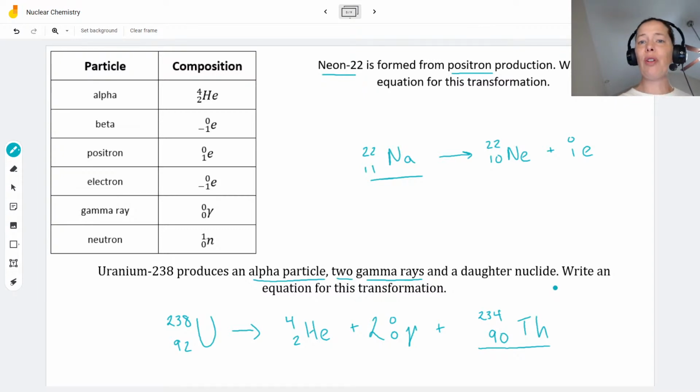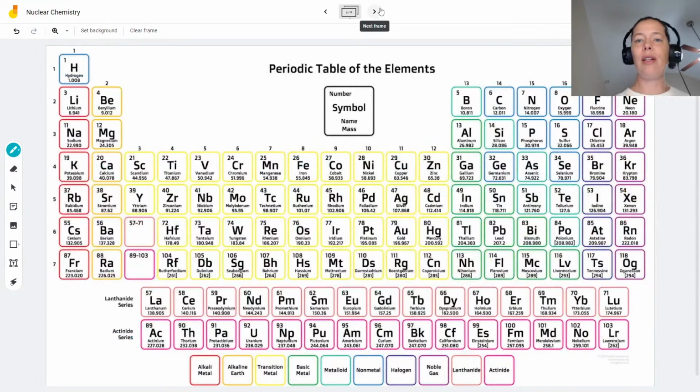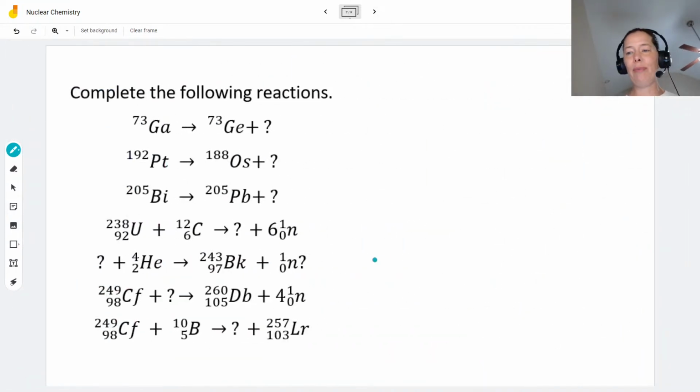Okay, so those are those reactions. Let's go on to the periodic table. Now we get a bunch of reactions, and you can see these get a little more complex, and we're going to have to deal with more numbers and keep track of things. We're just going to go one by one. So let's go with our first reaction.